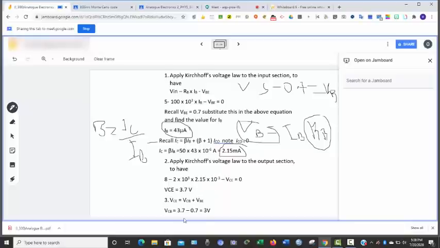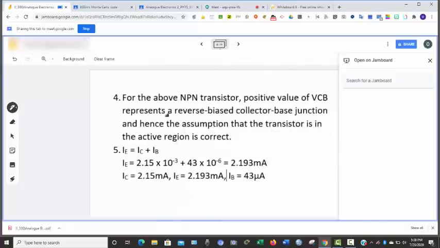Then VCE is equal to VCB plus VBE. So VCB will now be equal to 3.7 minus 0.7, which is equal to 3.33 volts. Then for the NPN transistor, I can calculate what is my IA. My IA, if we use Kirchhoff's law, will be IC plus IB.